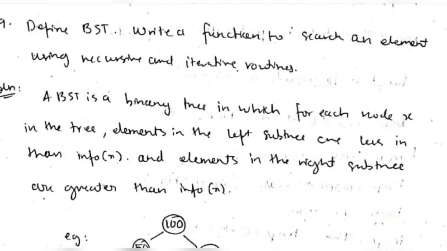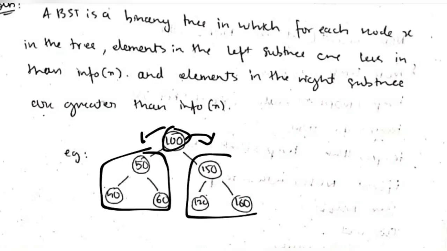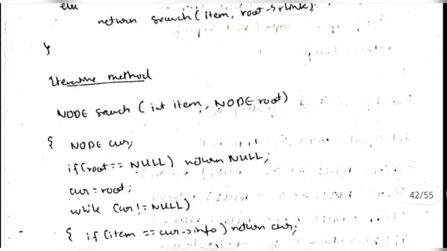In this question we have been asked to define what is a binary search tree. Binary search tree is very simple. In that we will have a root node, and the elements which are less than 100 will be placed in the left part, and elements greater than 100 will be placed in the right part, okay. That will be applied for each node. Also we have to write two functions, using the recursive method and the iterative method, okay.